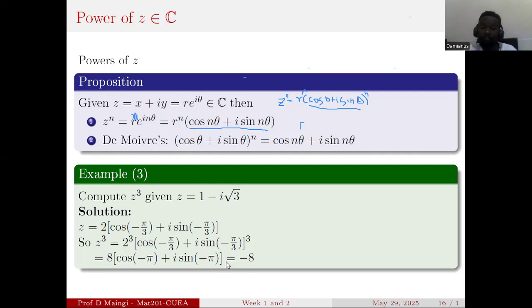And just for the sake of the record, if you punch in your calculator, cos(−π) equals, is it 1 or minus 1? Minus 1. And sin(−π) is 0. So 8 times minus 1 is minus 8. If you punch in cos(−180), it gives you minus 1. sin(−180) is 0. And that's why you have that. Okay, fine.